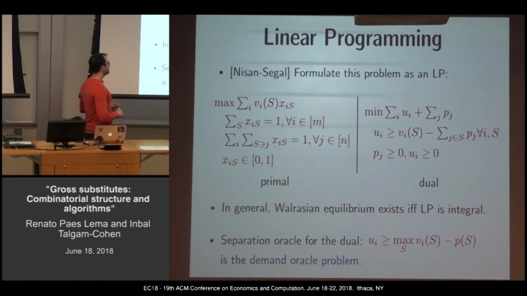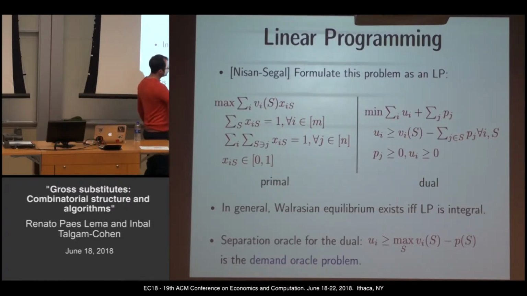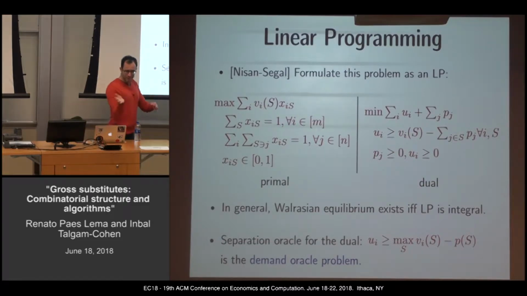Can you solve it? The primal has exponentially many variables. In those cases, it's usually simpler to deal with a small number of variables and many constraints. So you can try to solve the dual. That's the usual technique of solving linear programs: you go to the dual that has a small number of variables and a large number of constraints, and try to find a separation oracle.